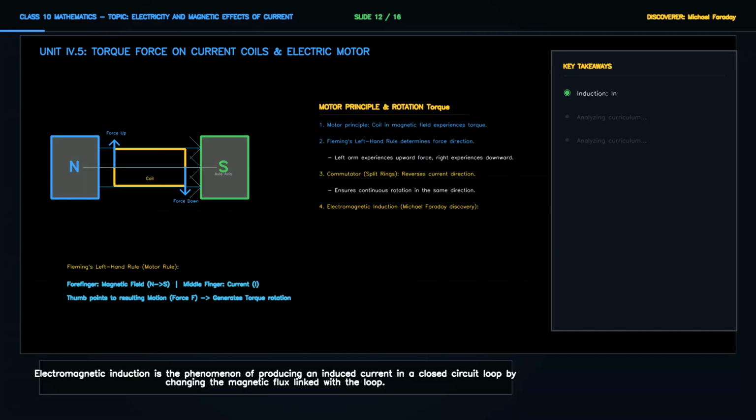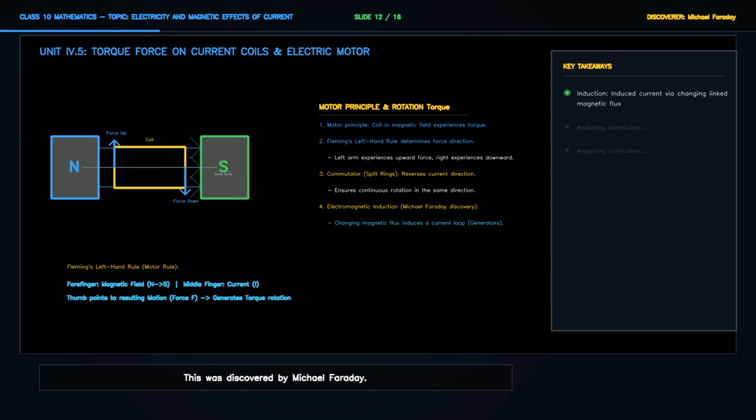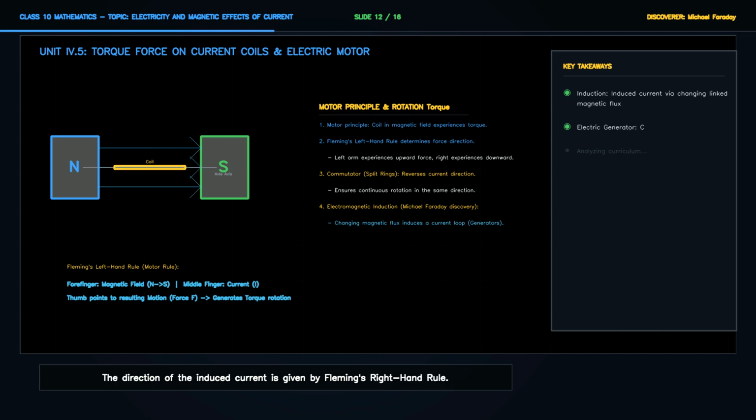Electromagnetic induction is the phenomenon of producing an induced current in a closed-circuit loop by changing the magnetic flux linked with the loop. This was discovered by Michael Faraday. The direction of the induced current is given by Fleming's right-hand rule.